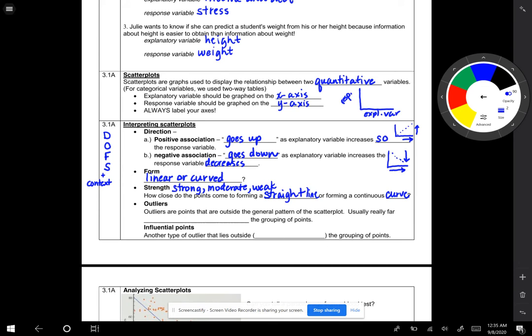And then the last thing that we mentioned when we're talking about interpreting scatter plots is outliers. Outliers are points that are outside the general pattern of the scatter plot. Usually, they're really far above or below the grouping of points. For instance, if we had a curve like this, and down here is a point, that would be considered an outlier.